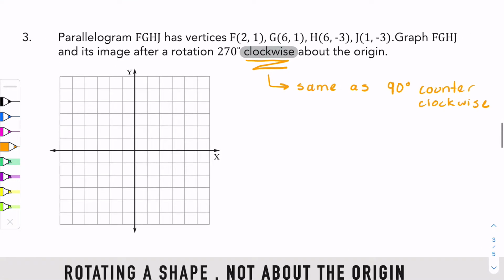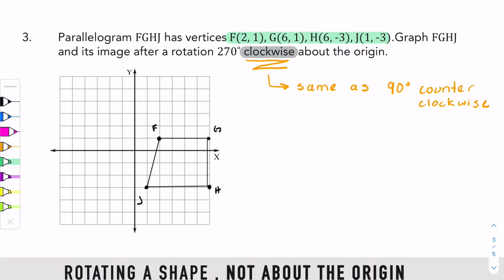So for number 3, we have our original figure that has ordered pairs F at 2, 1, G at 6, 1, H at 6, negative 3, and J at 1, negative 3. This is called our pre-image.